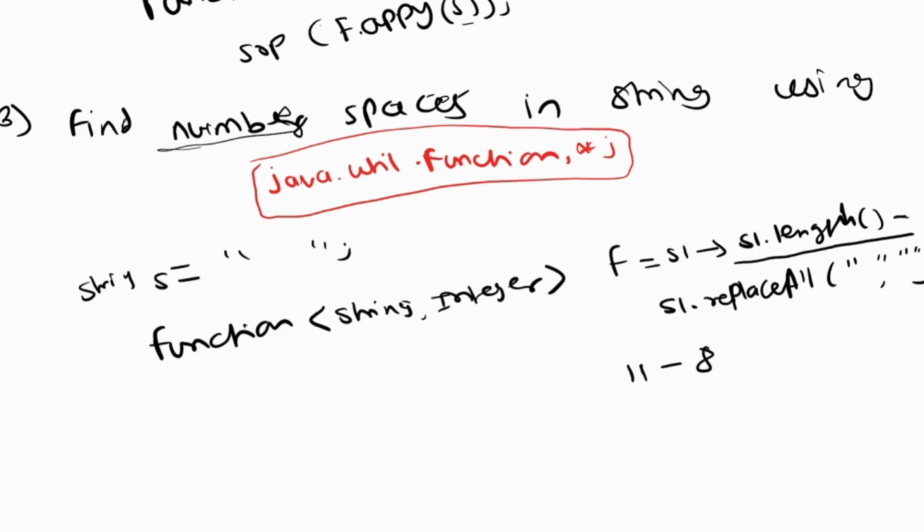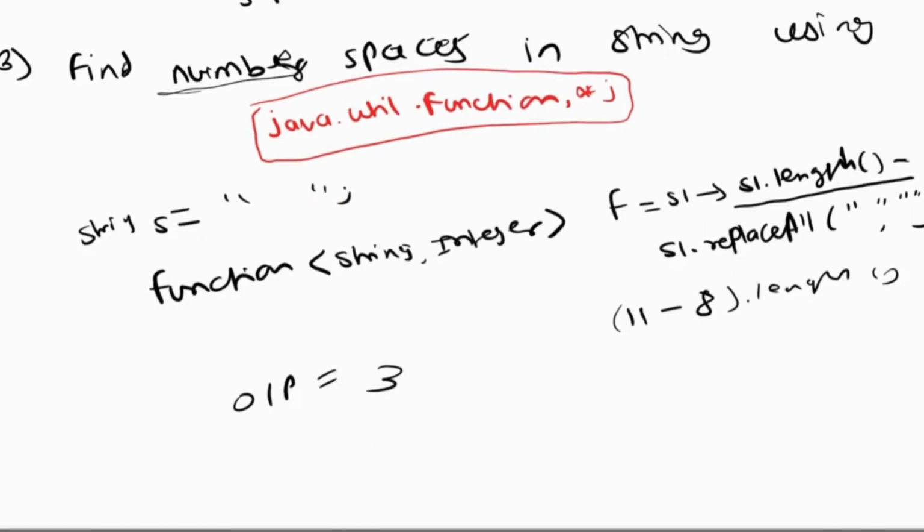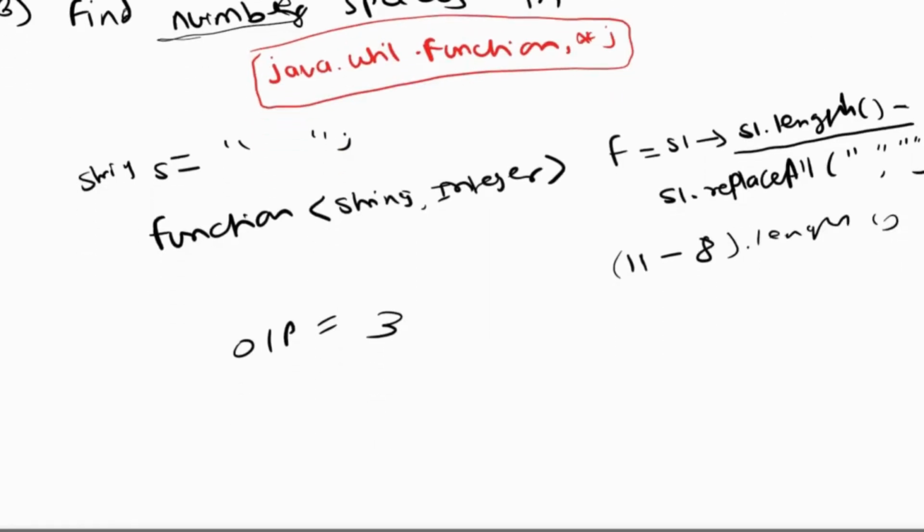And then on this, we are trying to apply the length. So what is going to be the length? 11 minus 8. Whatever it becomes, it is the number of spaces. Then our output is going to be 3. I hope you got this. If you don't, then please rewatch this video, so you'll feel much more confident. You'll get an idea how we have done all this.